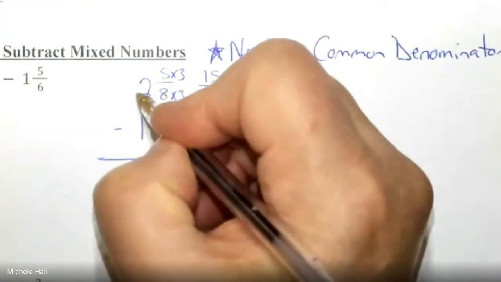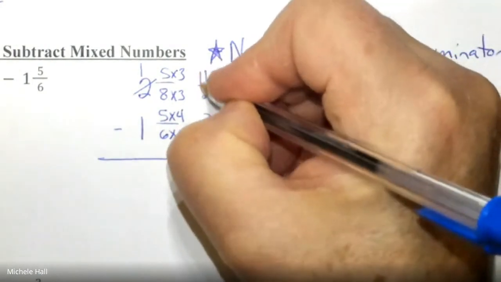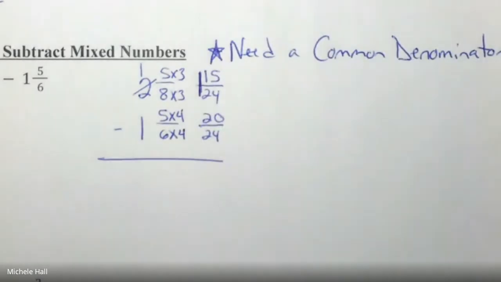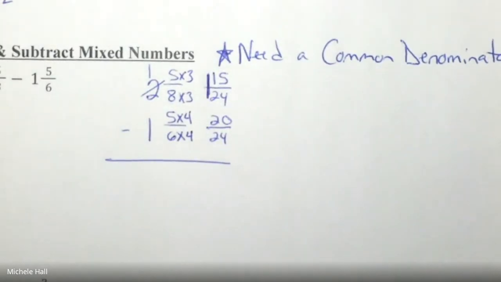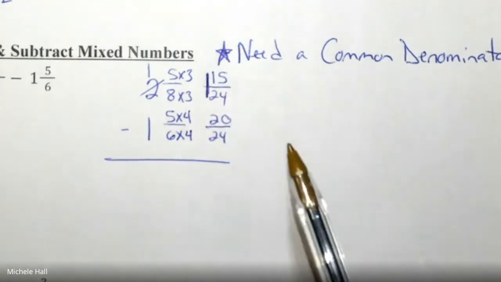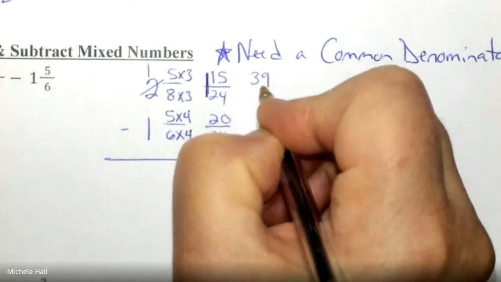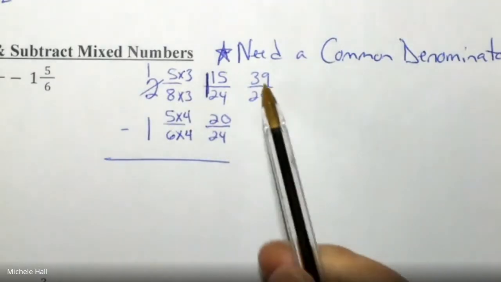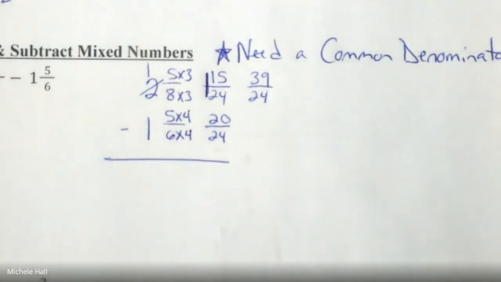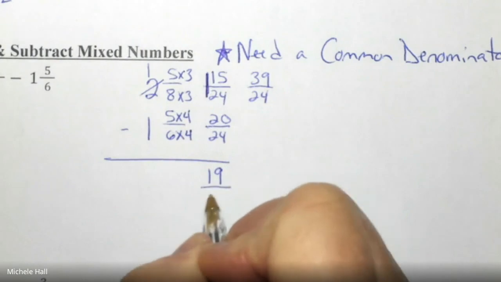So I borrow from the 2. That becomes a 1. And then I put the 1 in front of the fraction I'm working with. I create a mixed number. 24 times 1 is 24 plus 15. That's going to be 39. 39/24. Now I can do 39/24 subtracting 20/24. Very good. 39 minus 20 is 19 over my common denominator.